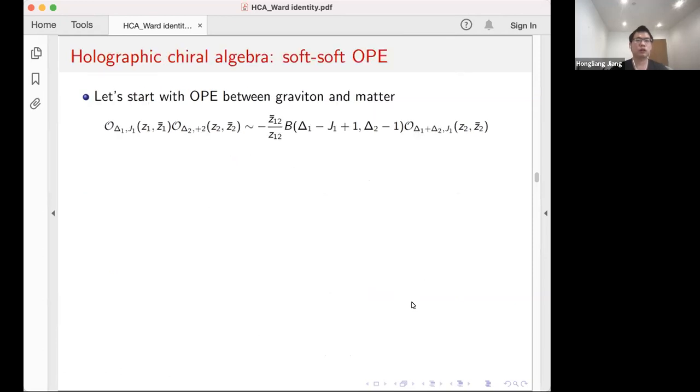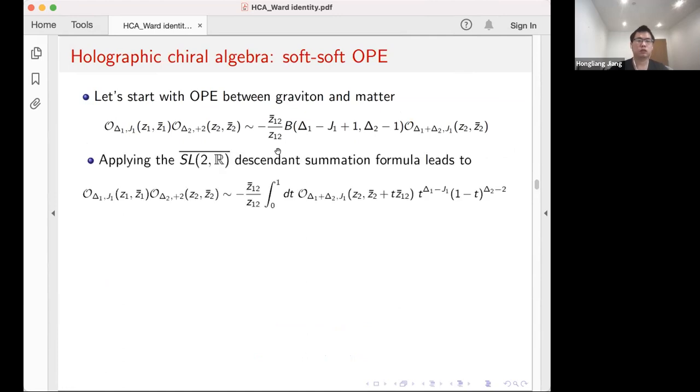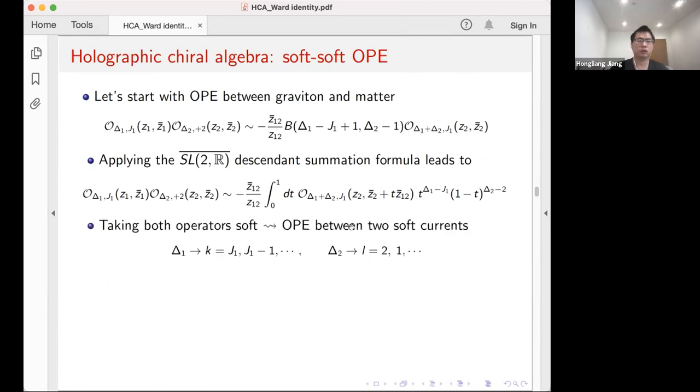So now with all the ingredients, we can start to derive this symmetry algebra. We start with the OPE between graviton and matter, as I showed you on the previous slide. Then I apply this descendant summation formula I told you before. Then the right-hand side becomes some integral. The third step is to take a soft limit. So we set the dimension to some special values, and then these two operators become soft currents, and we obtain the OPE between two soft currents.